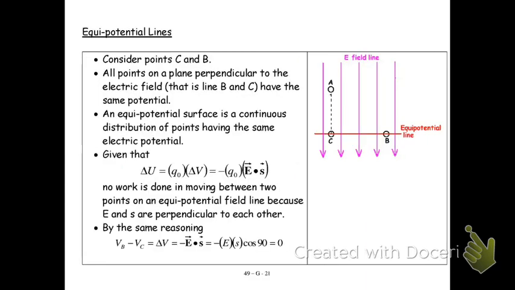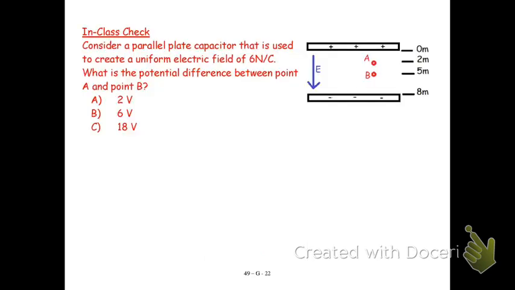And if you're going at 90 degrees to it, then this becomes the cosine of 90, and so this equals 0. So equipotential lines, no energy lost.